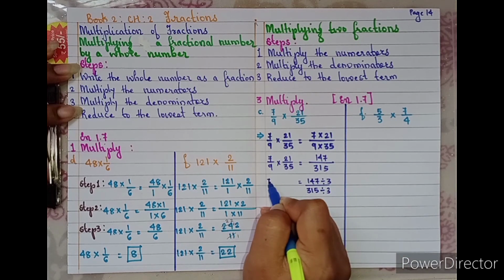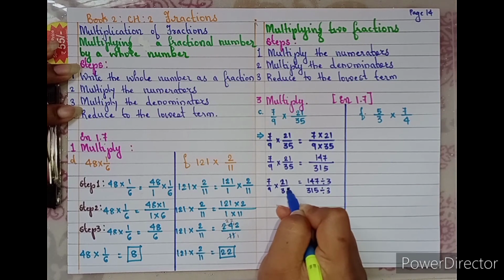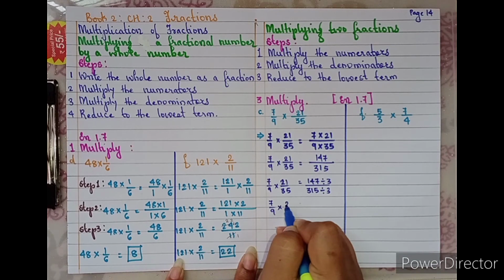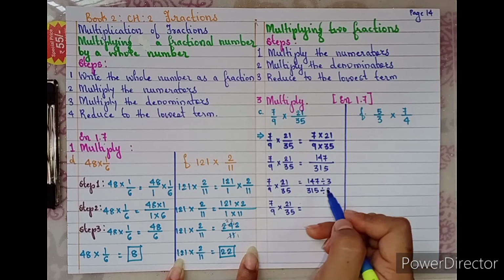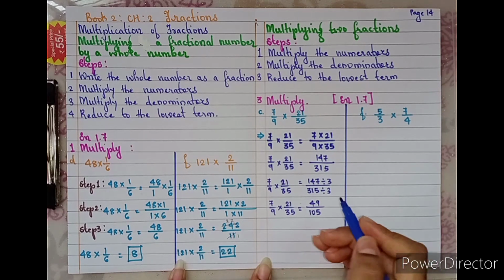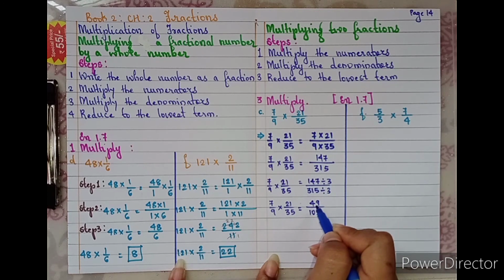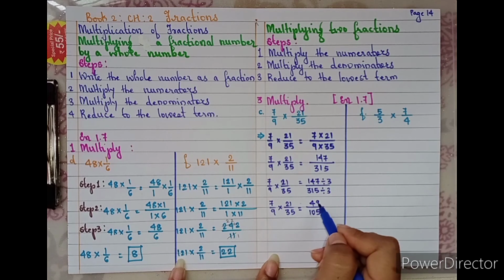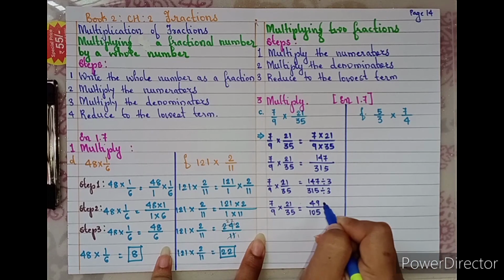So further, 7 by 9 into 21 upon 35 equals, let's write the quotient now. This is the quotient obtained: when we divide 147 by 3, we get 49 as the answer, and when we divide 315 by 3, we get 105 as the answer. Now, further it is not divisible by 3, but it is divisible by 7. So let's divide it further by 7.